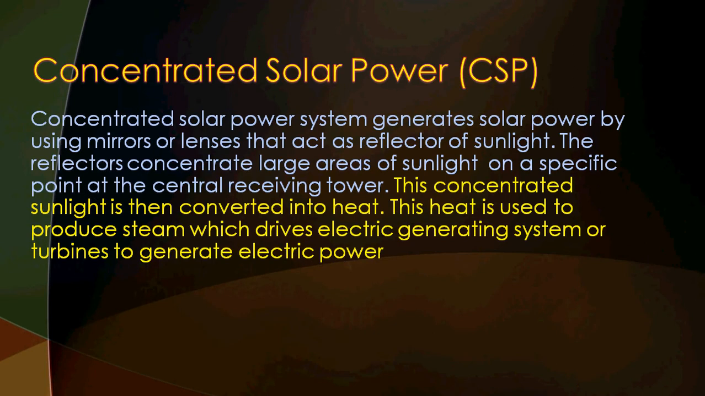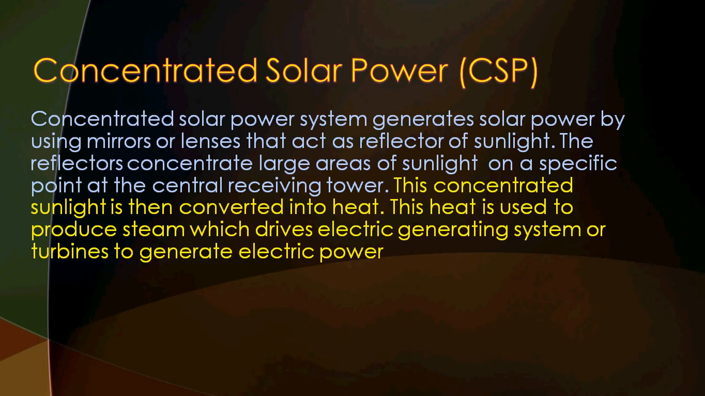So what is concentrated solar power, CSP? In this region, we mostly come across the photovoltaic solar panels, but not concentrated solar power. CSP is more common in the United States and other countries. A concentrated solar power system generates solar power by using mirrors and lenses that act as reflectors of sunlight. The reflectors concentrate large areas of sunlight onto a specific point at the central receiving tower.